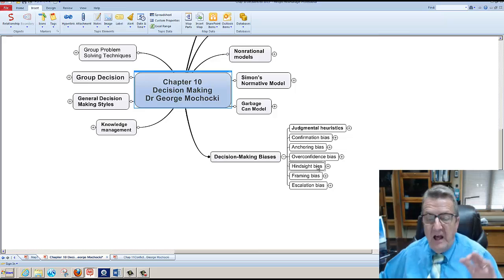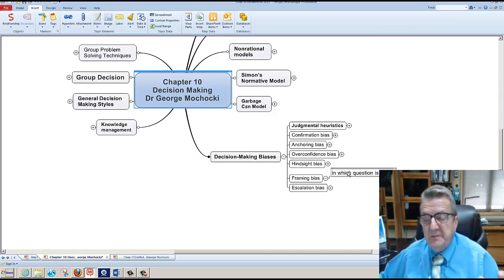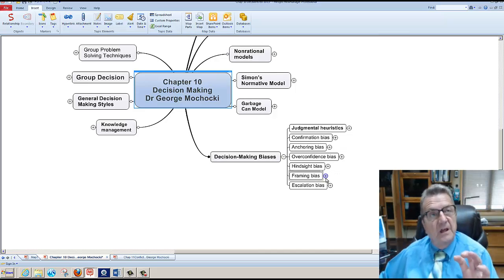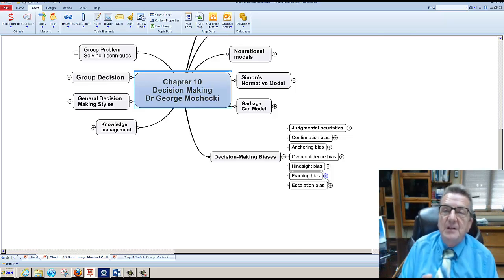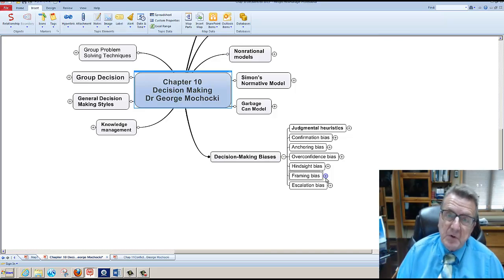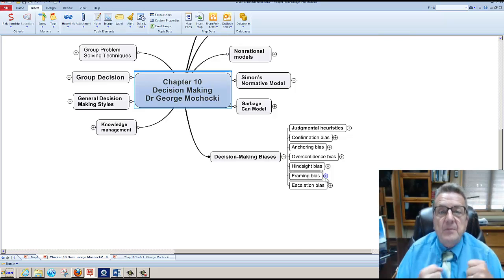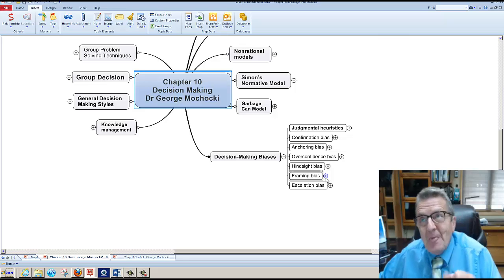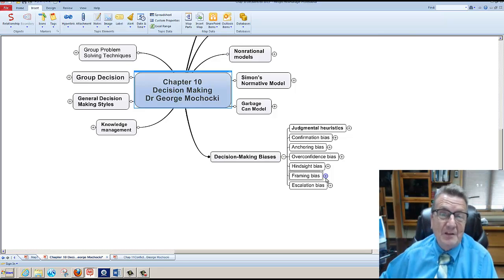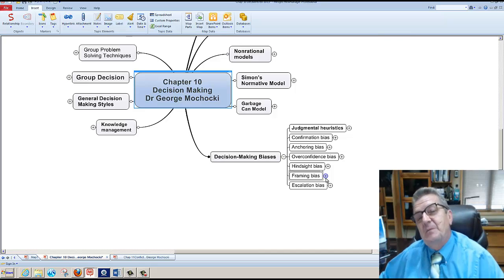Overconfidence bias, hindsight bias, framing bias, and how the question is posed. If I pose the question to the team a certain way, I'm already biasing them to tell them this is what I want. And most team members, remember, you've got to be careful. If I'm the manager, they want to satisfy me because they feel that if I upset the manager or the leader, he or she will give me a poor review.